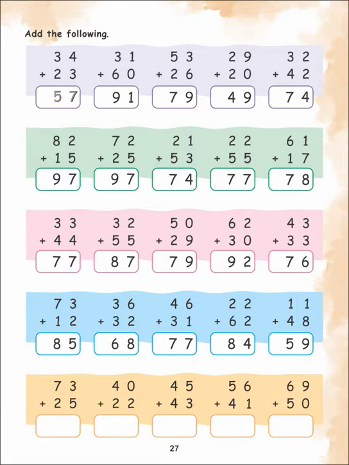73 plus 25, 98. 40 plus 22, 62. 45 plus 43, 88. 56 plus 41, 97. 69 plus 50, 119.